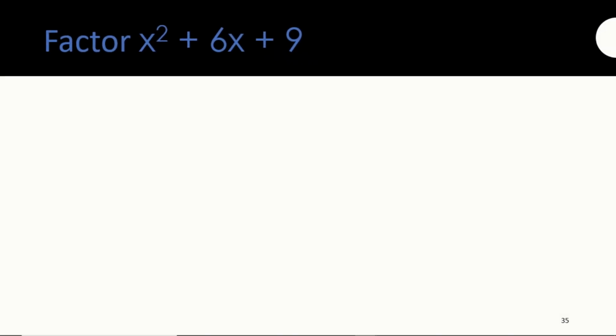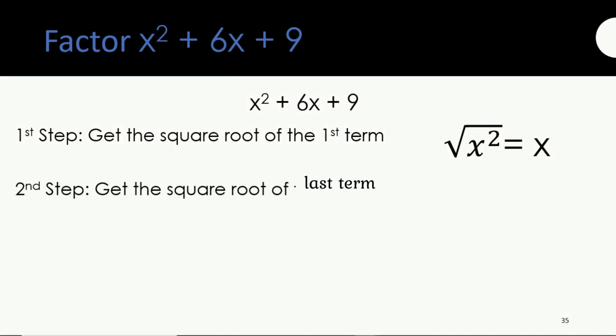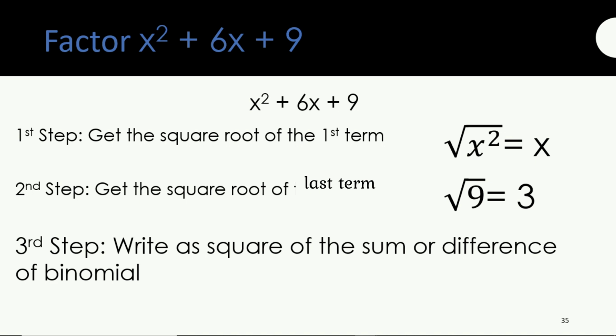Next, let's factor x squared plus 6x plus 9. Going to the first step, let's get the square root of the first term. Square root of x squared is x. Second step is get the square root of the last term. Here, our last term is 9, so the square root of 9 is 3. Third step, write as square of sum or difference of binomials. So if we have x and 3, we have x plus 3 squared.